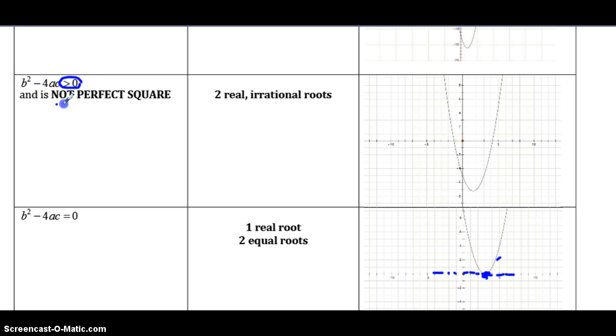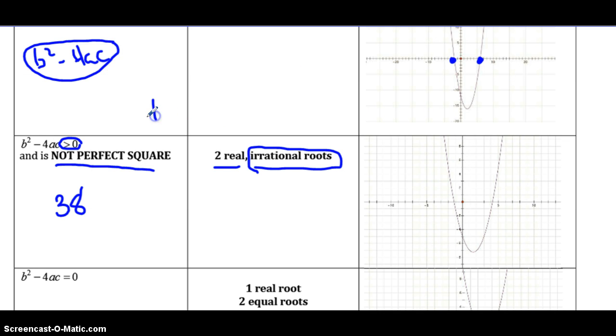The second possibility that you'll have is that, once again, b squared minus 4ac is greater than 0, but the number that you get is not a perfect square. So, for example, if you got 38 when you plugged into this formula, that's not a perfect square. So then you know it's two real roots, but they're irrational. So if it's not a perfect square, you have irrational roots. A perfect square would be like 4. That's rational roots, 38 irrational roots.